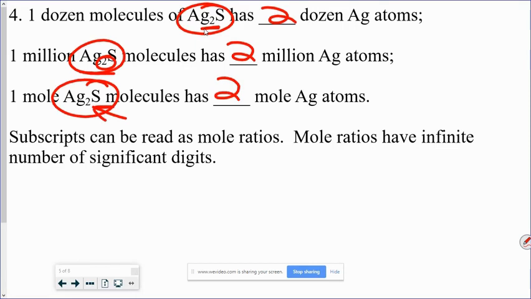Again, it says subscripts are mole ratios. So in the silver sulfide that we have here, there's 2 moles of Ag for every 1 mole of S, or sulfur. And again, those are infinite sig figs.